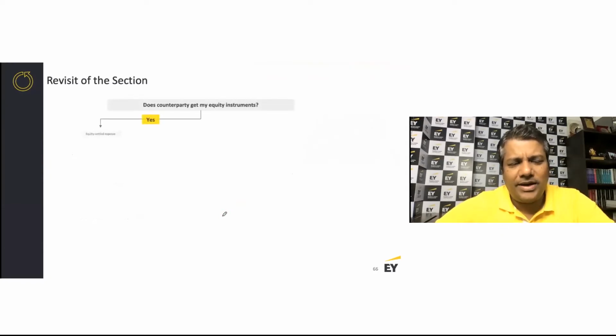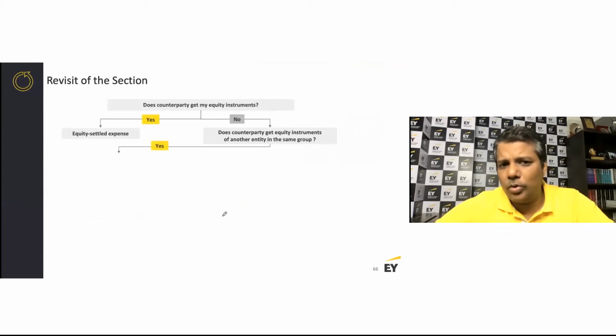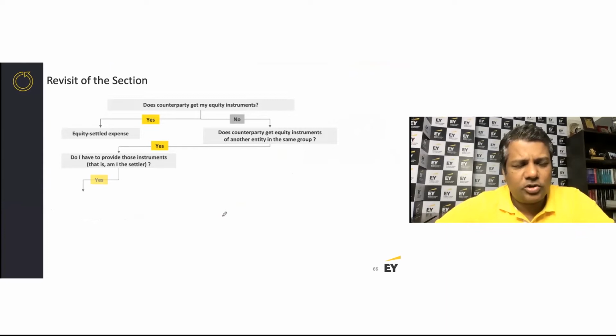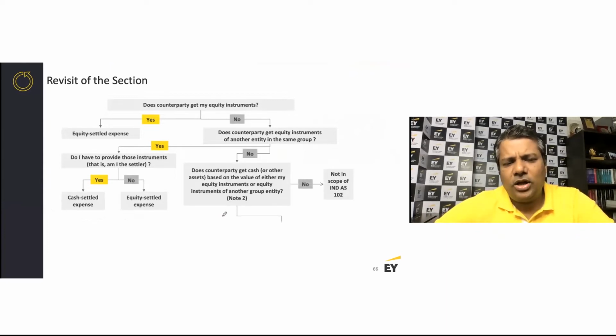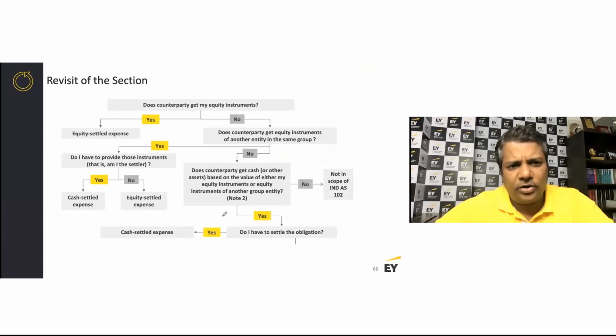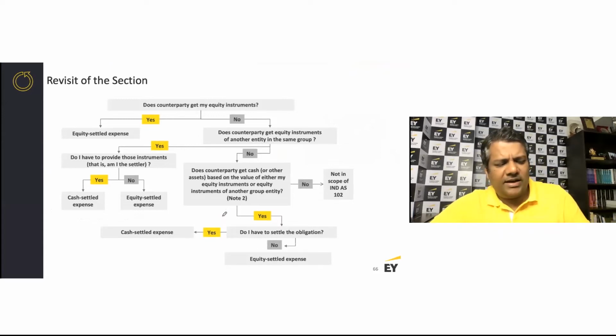So we'll quickly revisit what we have talked about. Does the counterparty get my equity instrument? Yes, equity settled. No, it's again another part in the same group. Do I have to provide those instruments? Again, yes, cash settled? No. Equity settled? Again, lots of optionalities, which is what we need to be careful about in terms of assessing whether it's equity settled or cash settled.